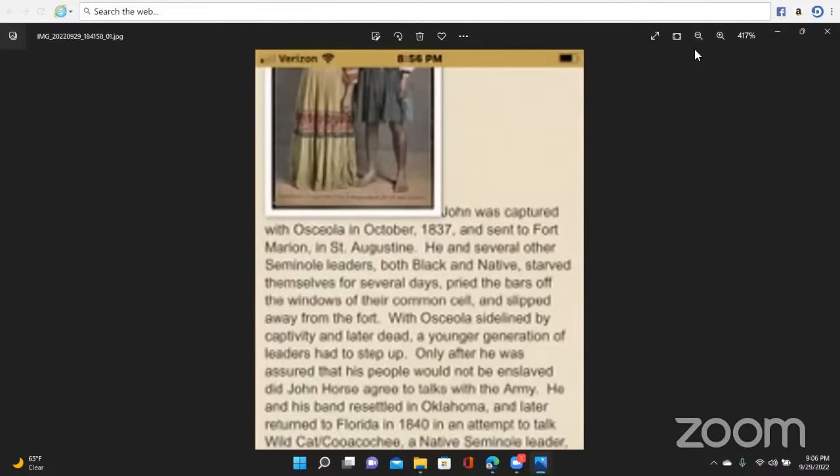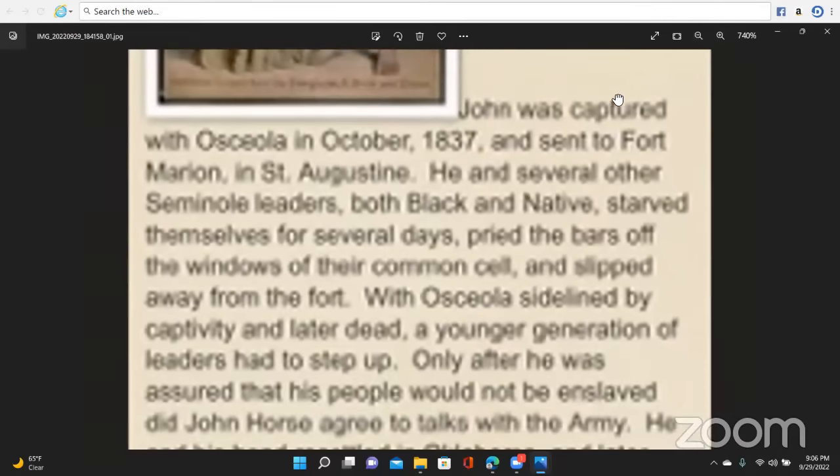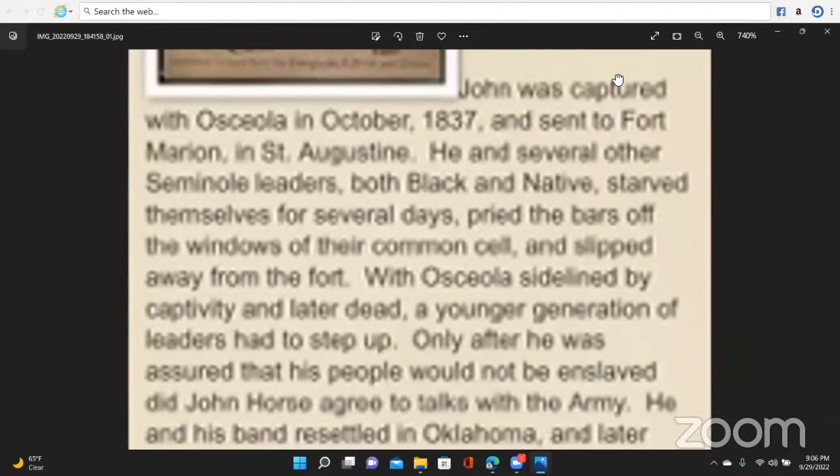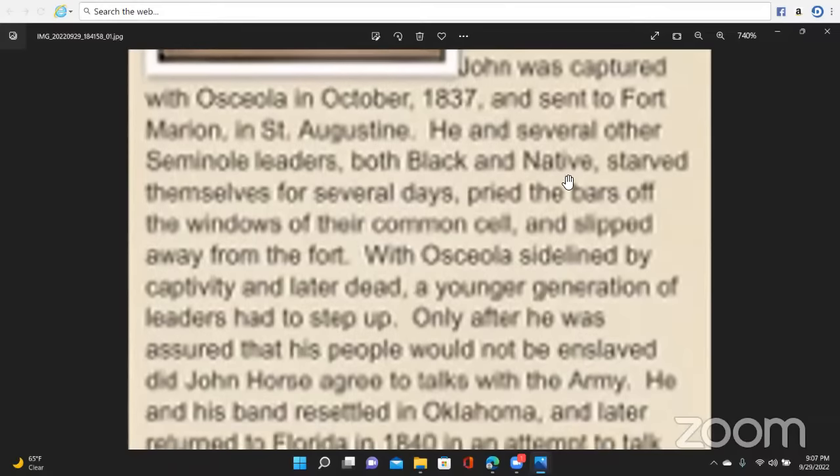This started off telling you the same thing. John was captured with Osceola in October 1837 and sent to Fort Marion in St. Augustine. He and several other Seminole leaders, both black and native. Now you notice they are incorporating two groups of people, but they already told us that the so-called Seminoles was an admixture of tribes from across the land.